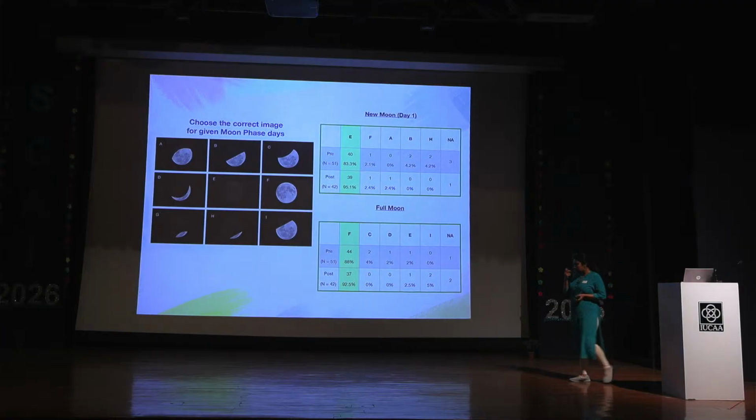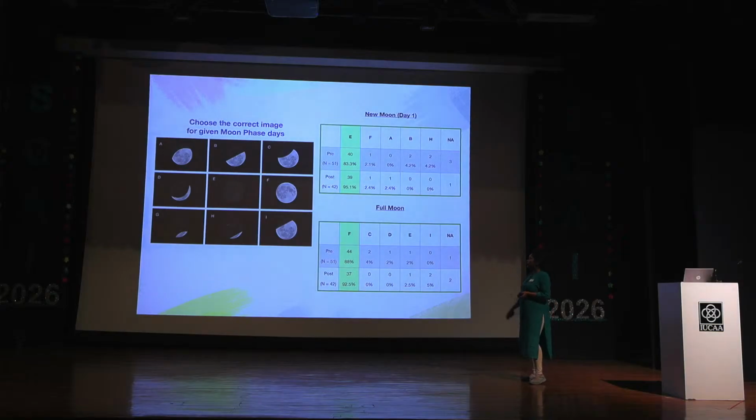Then we chose a question on moon phases. We gave them these 9 images and told them to choose the correct image for different moon phases. So for example, for new moon, this is the correct answer. 83% of people knew it before, 95% after, both good. Again, for full moon, both good.